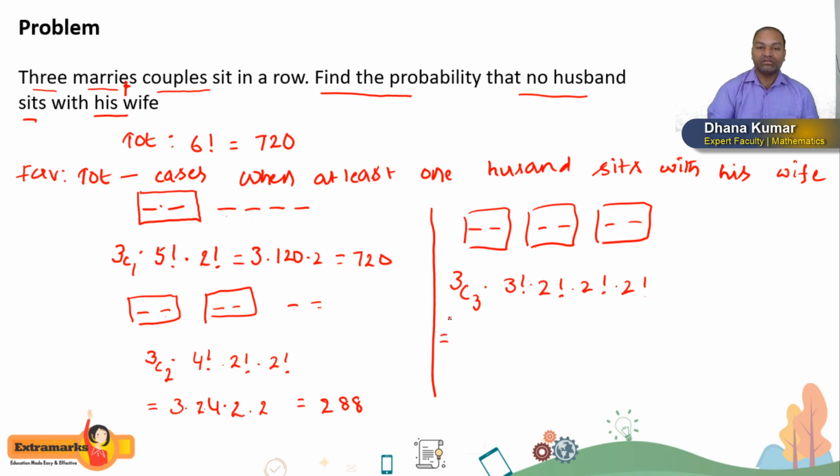In this case, 3C3 value 1. 3 factorial 6. 2 factorial 2. 2 into 2 into 2, 8. 8 6s are 48. Okay. Now let us come to favorable cases here. Total minus this. Is it correct or not? Right. So see next slide.